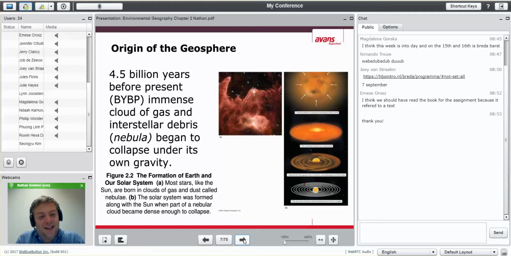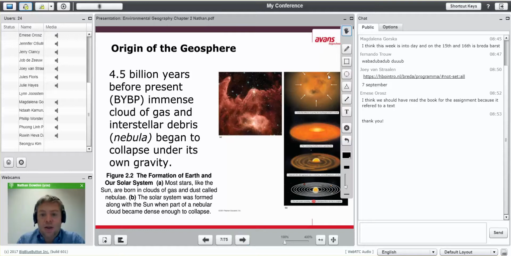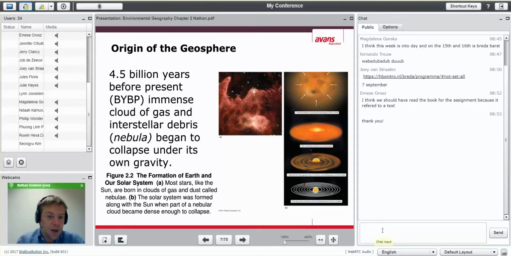Okay, so most stars, like our sun, I'm assuming you all know that our sun is a star, were born as clouds of gas called nebulae. The solar system was formed along with the sun, from the nebular cloud, which became dense enough to collapse. Here you see in this picture the nebula, the forming of our solar system, with our star at the center called Sol. That's why it's called the solar system.